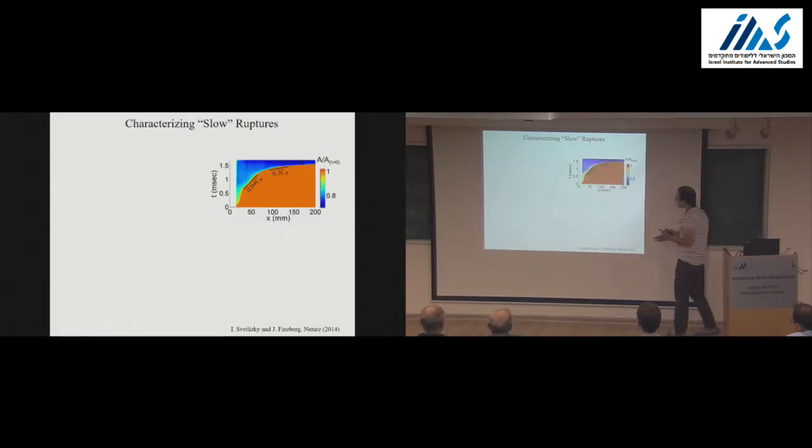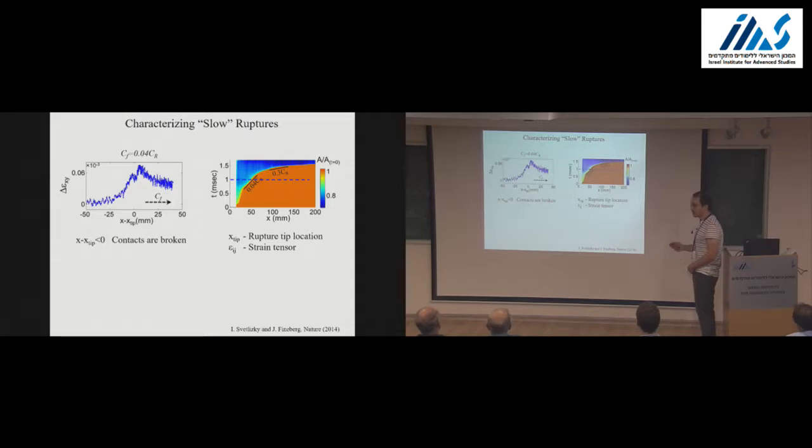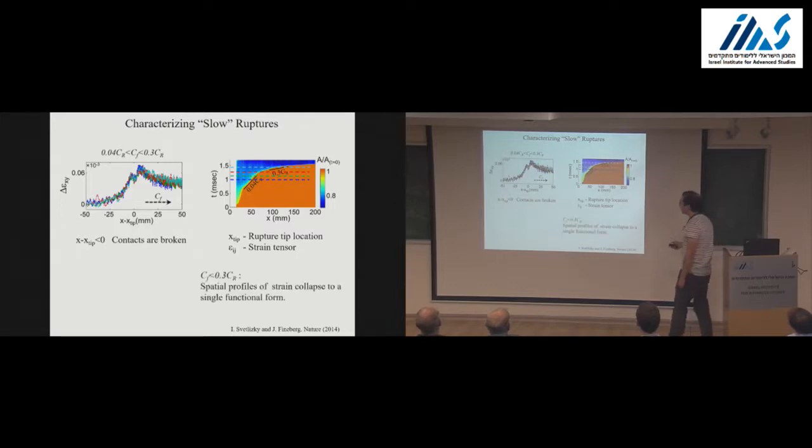So we would like now to characterize propagating ruptures. We start with a slow example. On the left, I'm plotting a snapshot of the measured shear. X tip is the rupture tip position. So the measurement is here. For negative x minus x tip, it's the region where the contact area is already reduced. The rupture propagates to the right with a local rupture front velocity of 4% of the Rayleigh wave speed. If we repeat the same procedure for different rupture tip locations, which correspond to different velocities, we observe that the spatial profiles of strain collapse to a single functional form.